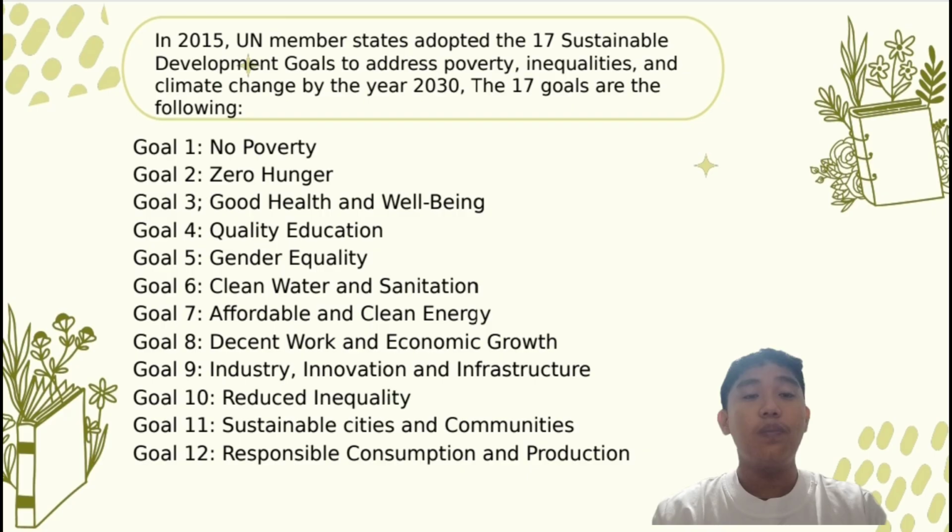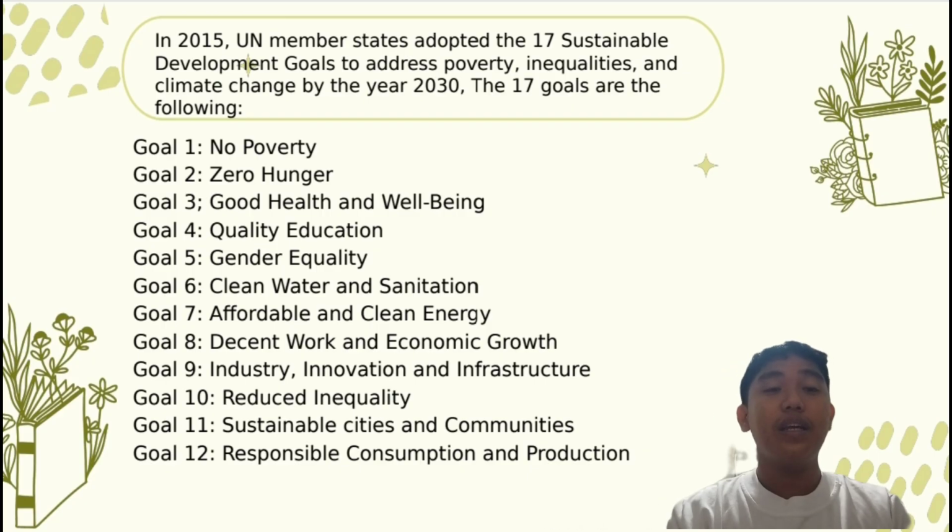First goal is no poverty. Second goal, zero hunger. And the third goal is good health and well-being. The fourth goal, quality education. The fifth, gender equality. And the sixth, clean water and sanitation. And number seven, affordable and clean energy. And number eight, decent work and economic growth. And number nine, industry, innovation and infrastructure.